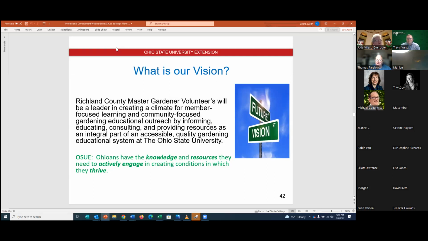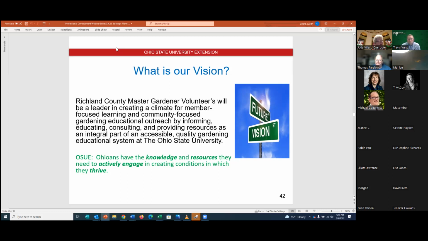We're going to get out there and we're going to be the leader in creating a climate for member-focused learning, which means they're going to learn inside. Remember, we talked about, are we going to have a class or not? So let's think about that. Member-focused learning. They're talking about themselves now. And community-focused gardening. And what does that mean for them? They're going to inform. They're going to educate. They're going to consult. And they're going to provide resources. And they're going to have a quality gardening educational system at the Ohio State University. I think those are pretty lofty visions for them.